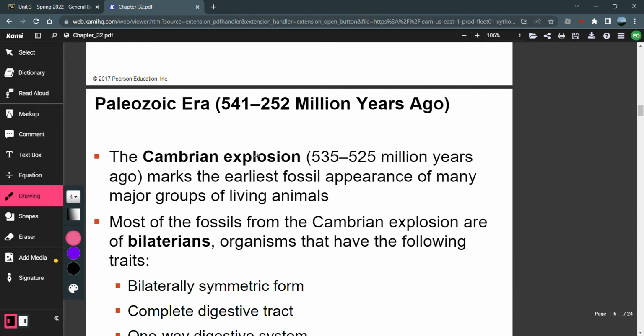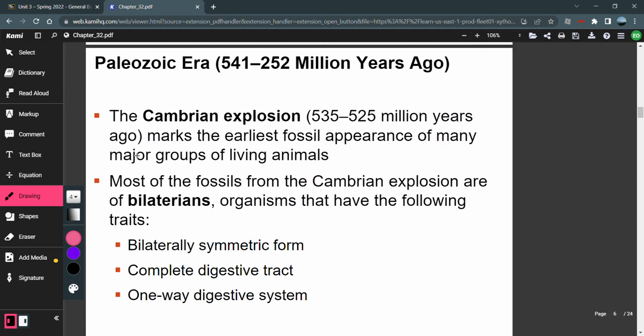So let's talk about the Cambrian explosion, which occurred in the Paleozoic era. The Cambrian explosion marks the earliest fossil appearance of many major groups of animals. A lot of the fossils we find today are from the Cambrian explosion. Most of the fossils from the Cambrian explosion are bilaterians.